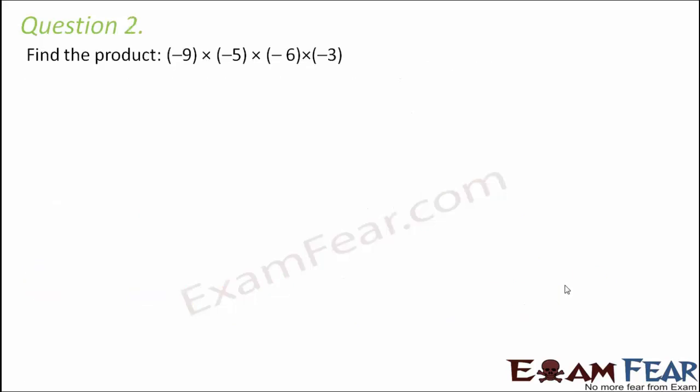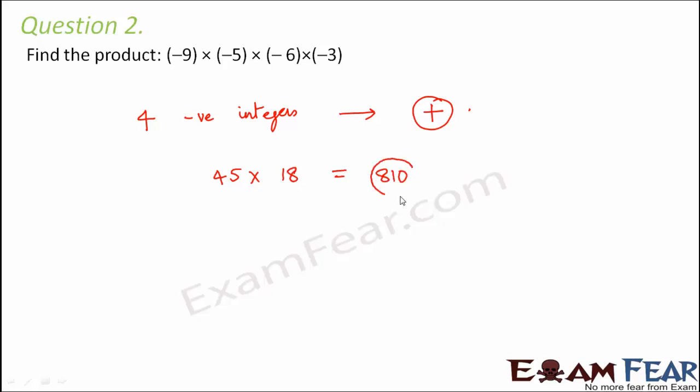Question number 2. Find the product minus 9 multiplied by minus 5 multiplied by minus 6 multiplied by minus 3. So here how many negative integers do you have? You have 4 negative integers. Therefore the sign of the final product would be positive. Right? So all we need to do is just multiply them. So 9 into 5 is 45 and 6 into 3 is 18. So this is equal to 810.